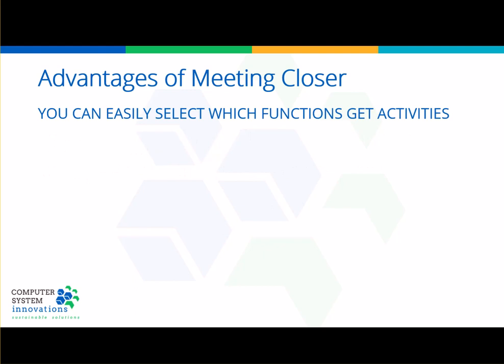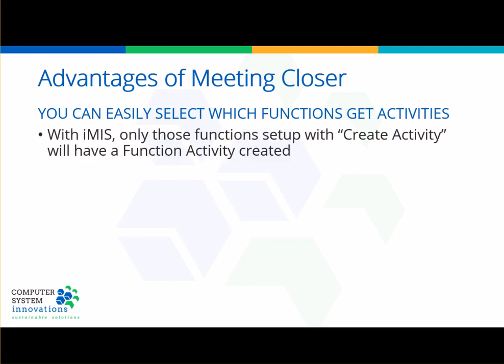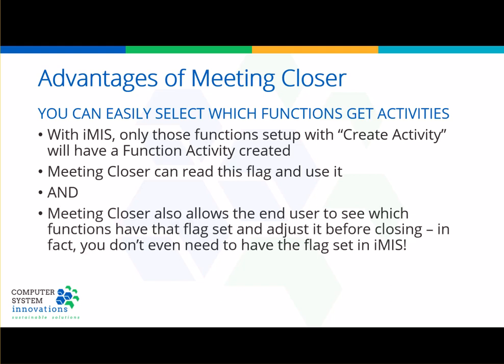I like this. In iMIS, you have to go in as you're setting up the event and choose which functions in that meeting are going to actually create an activity. Well, that's great. At the end of the day, when you go to close the meeting, do you remember if they did it right? Well, with Meeting Closer, you can actually see all the functions that have been flagged in iMIS and use it if you want. Or even better, Meeting Closer is going to allow you to see those functions and change them.